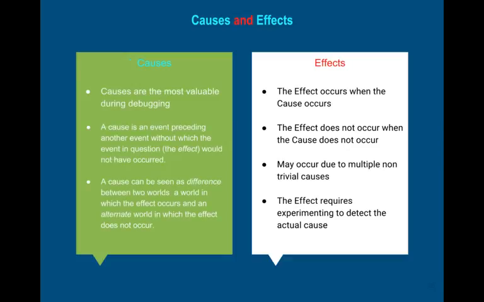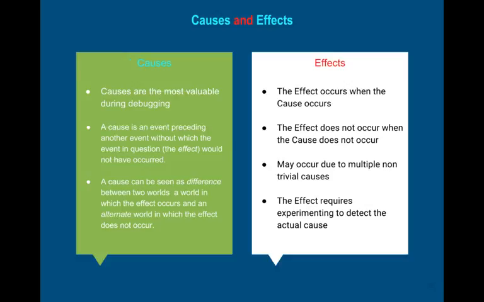Causes and effects. What are the causes? Causes are the most valuable during debugging, and a cause is an event preceding another event without which the event in question, which is the effect, would not have occurred. And a cause can be seen as the difference between the two worlds, the alternate and the actual world: a world in which the effect occurs and an alternate world in which the effect does not occur.